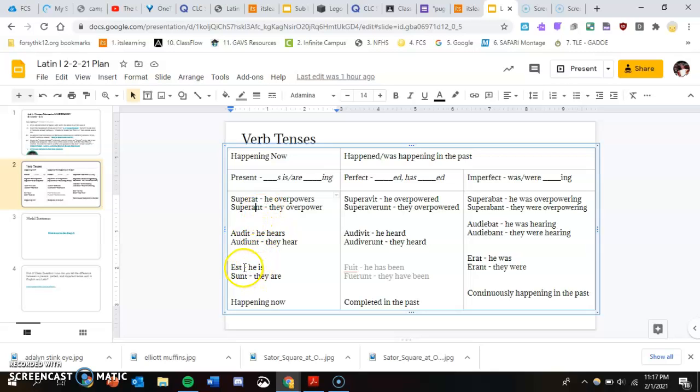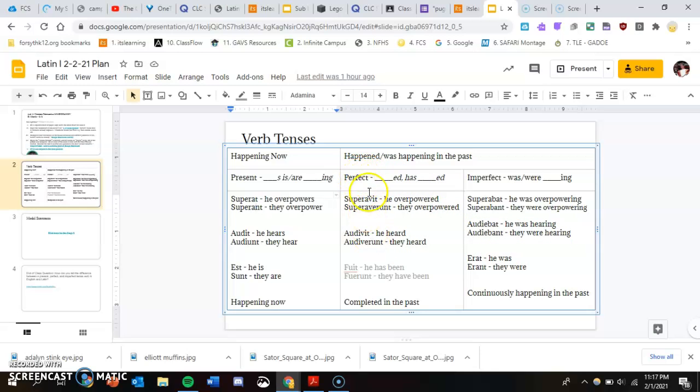The important thing to remember is these bottom ones, est and sunt. They don't follow the same pattern as everything else, like audit and superat. But I just wanted you to see the different examples of them side by side. I figured that would be a lot more helpful. So here's the present tense column on the left, and then these two different columns over here, two different ways to communicate something happening in the past.